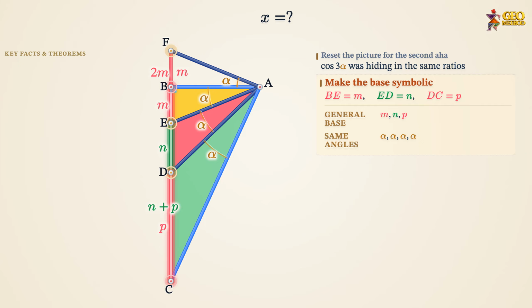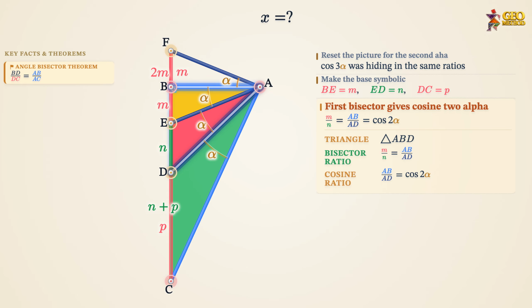Forget the special numbers for a moment. Let BE be M, ED be N, and DC be P. In the reflected picture, the apex now shows 4 consecutive alpha angles. The first bisector, ray AE, in triangle ABD, gives M over N equals AB over AD. But that side ratio is cosine 2 alpha, so M over N equals cosine 2 alpha.